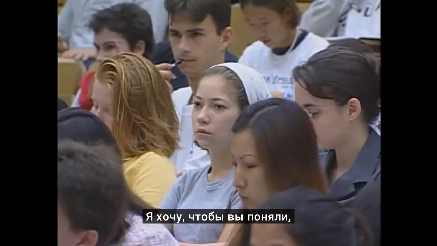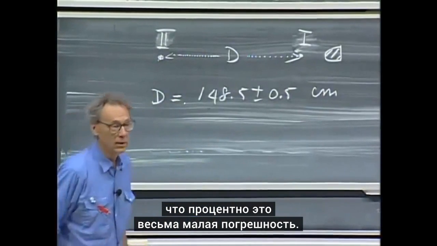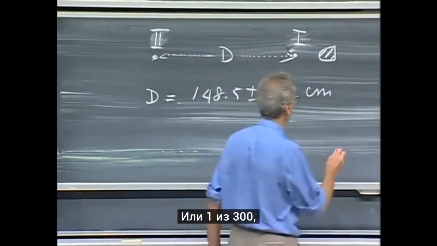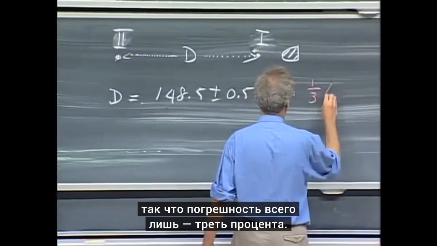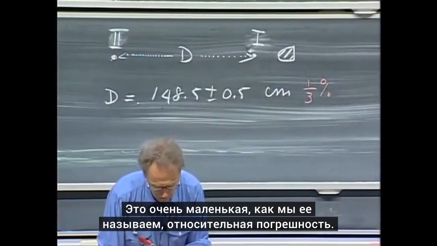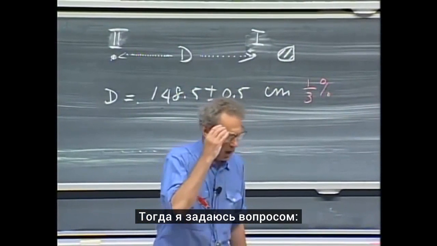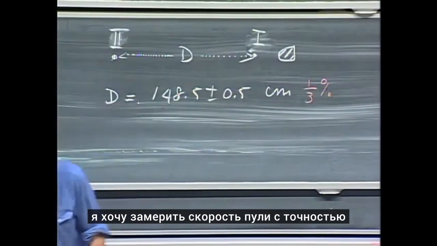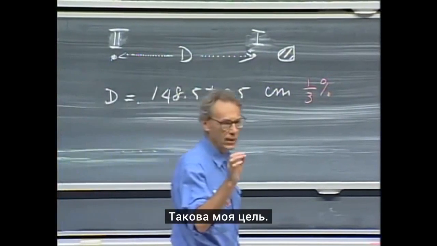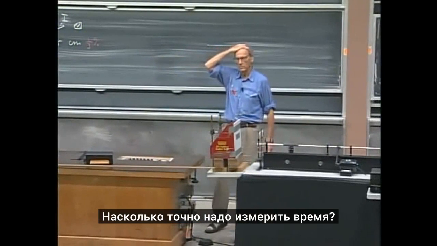I want you to appreciate that this is a very small percentage error. This is only 5 parts out of 1,500. That is 1 out of 300, so that is only a 1/3% error. That's very small. That's what we call the relative error. Then I ask myself the question: I want to measure the speed of the bullet to an accuracy of about 2%. That was my goal. How accurate should I do the timing?